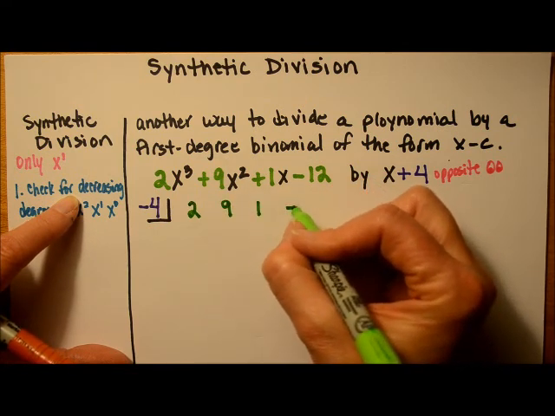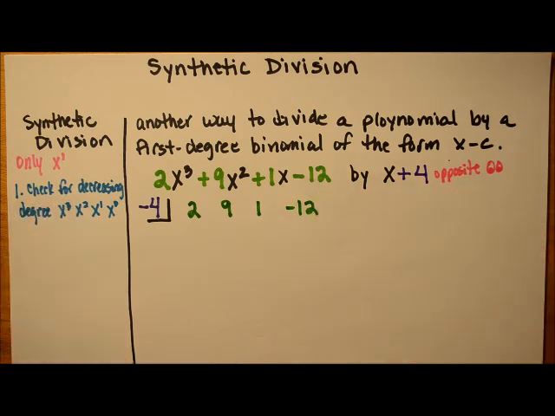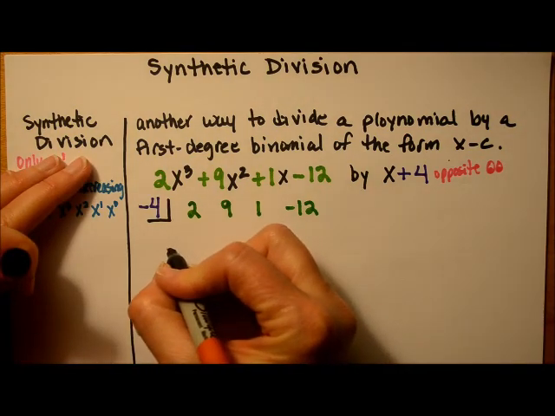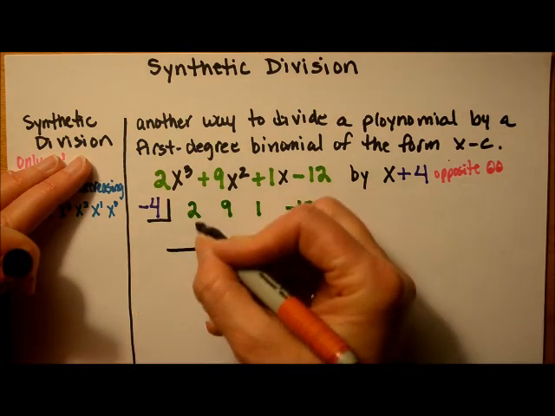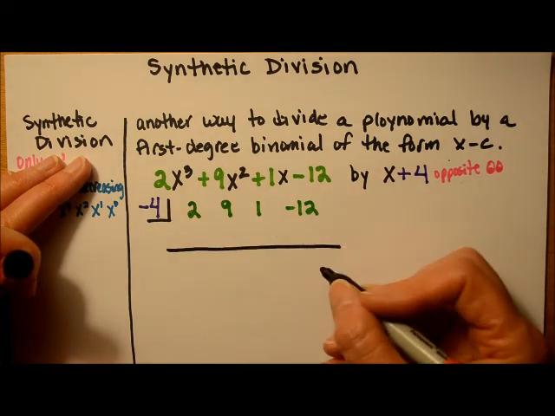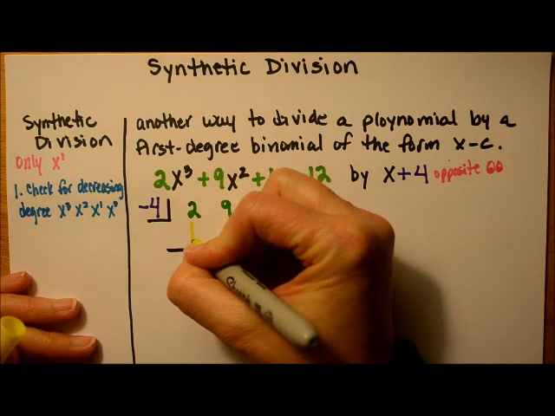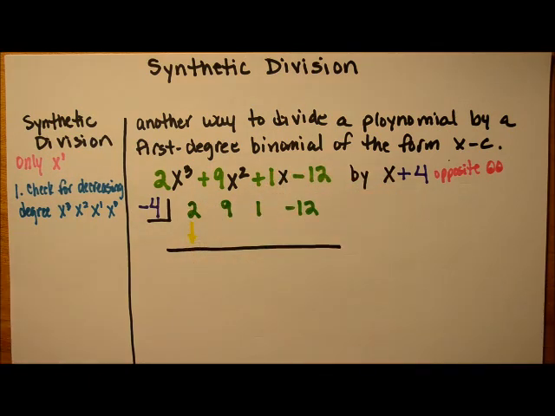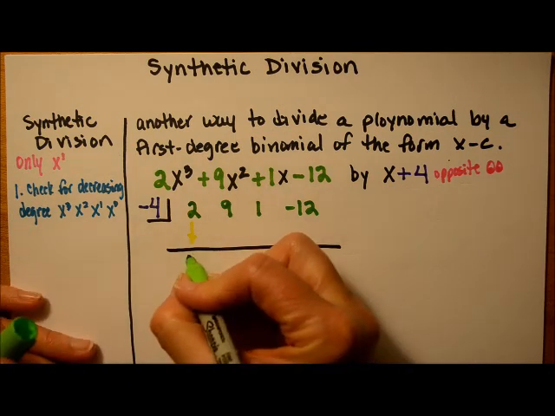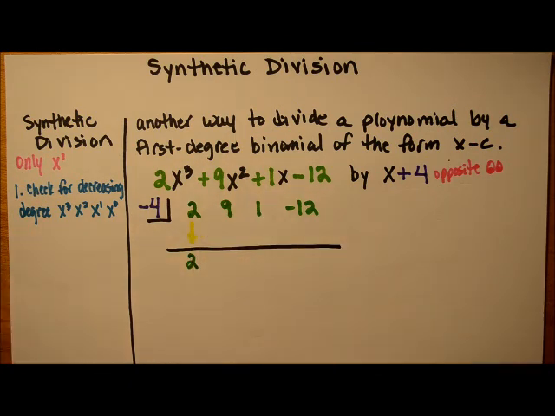You can see I'm spreading them out because you need to spread them out a little bit. So I took those coefficients and I'm going to draw a line. Now this line, you can see I held it down a little bit because I have a little bit of work to do in here. So this is where it gets a little strange. Okay, first thing I'm going to do is bring that number down, it's yellow, and I'm going to get a 2. So just bringing that first number down.